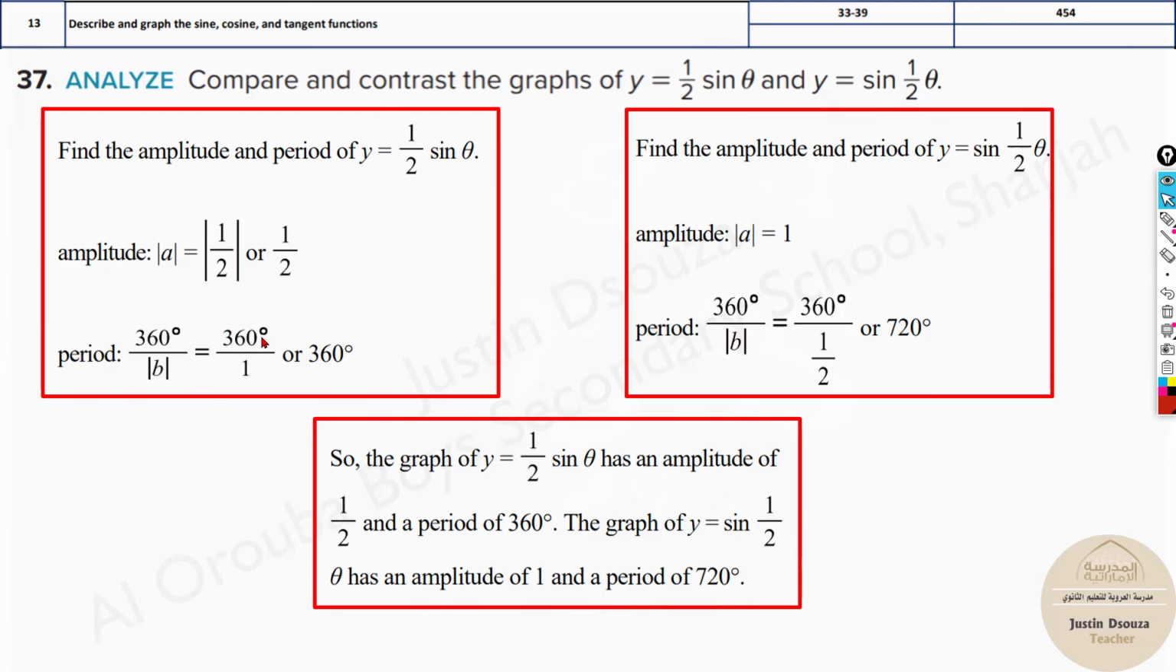So 360 degrees means 2 pi. So it's a 360 degree period here. What about here? Here the amplitude is 1 and b is half. So it will be 360 by half, which is 720 degrees. Amplitude is 1. That's the difference over here.